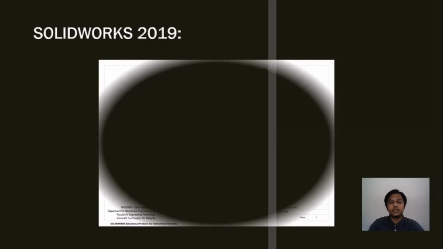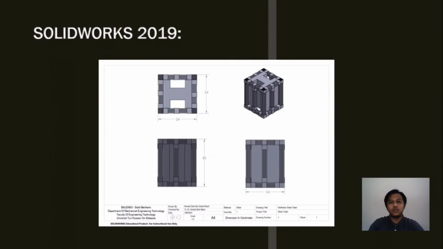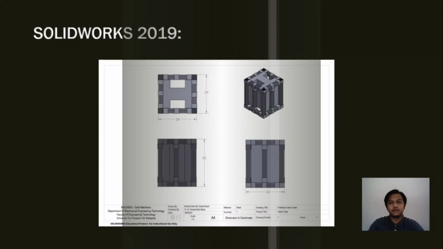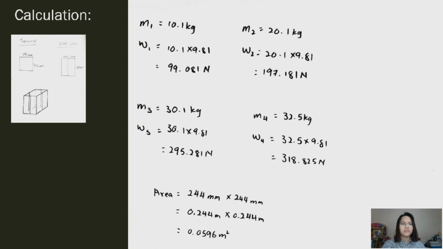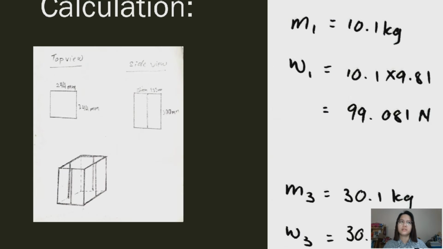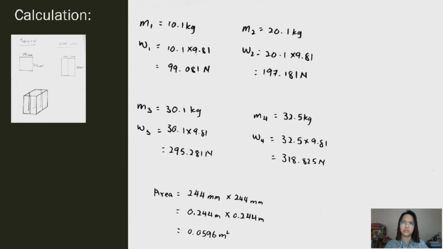Okay, this is our prototype sketching. We use SolidWorks 2019. Hi, I'm Eng Pei Yi, and my matrix number is AN200205. I'm going to continue with the calculation of our model prototype. Firstly, on the top left corner, it is the sketch and the dimensions of our prototype model.